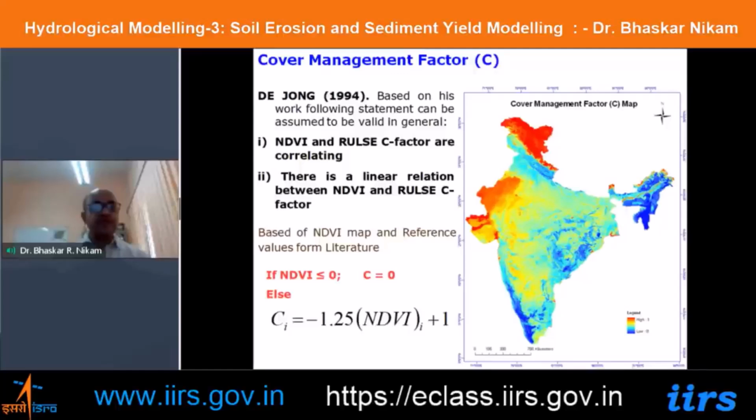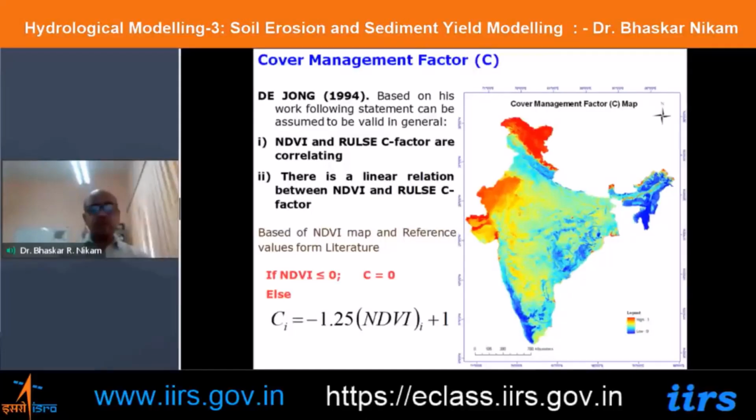The cover which is getting exposed to rainfall is reducing the contact between the raindrop and the soil, or completely eliminating that contact, due to which the erosion is becoming 0. So that's the power of this cover management factor. We are using NDVI here. There are 2 reasons for using NDVI.